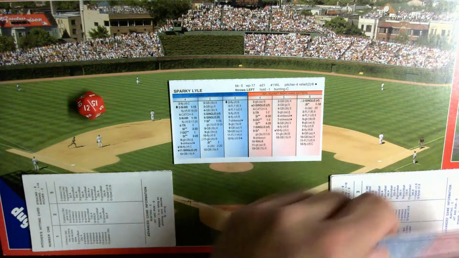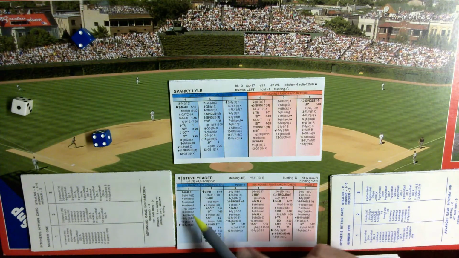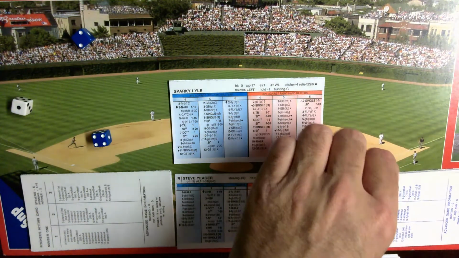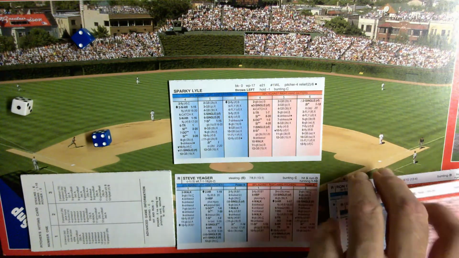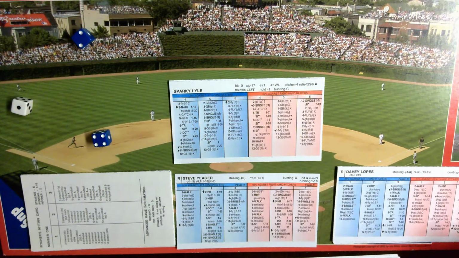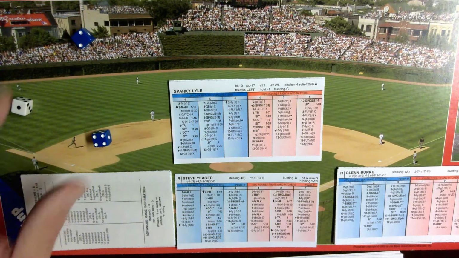So we have the right-handed hitting Steve Yeager up next. That is a 1 and a 6 against the left-handed pitcher, and that is a strikeout. So 1 down. Huff is going to be lifted, and we're going to get a pinch hitter here. That pinch hitter is going to be the right-handed hitting Glenn Burke. So Burke comes in as a pinch hitter for Huff. Should Burke get on base, he's got very good speed. So we'll see what happens here.